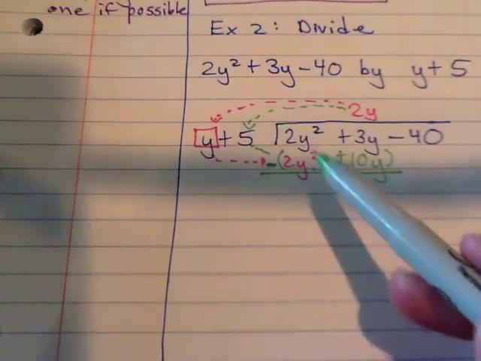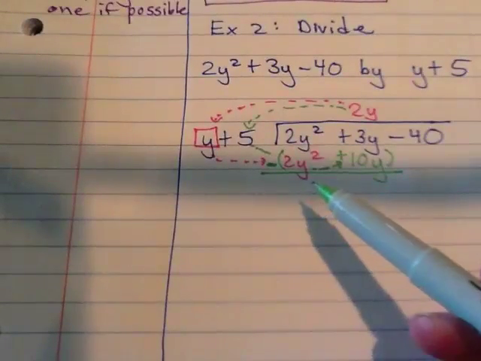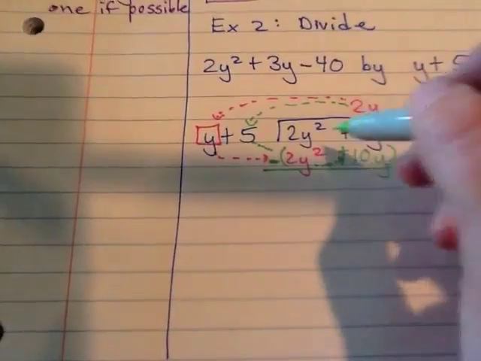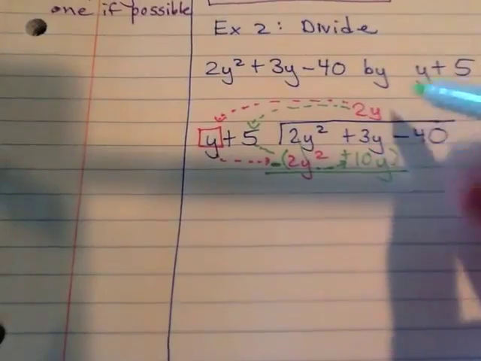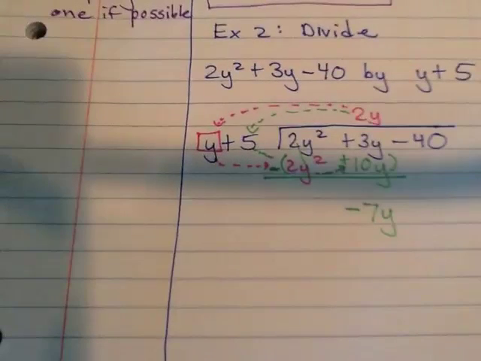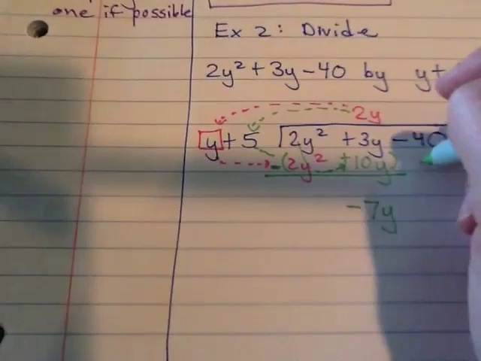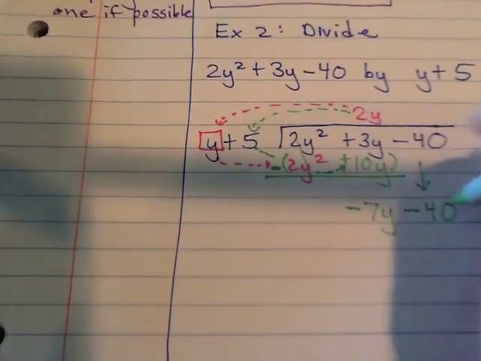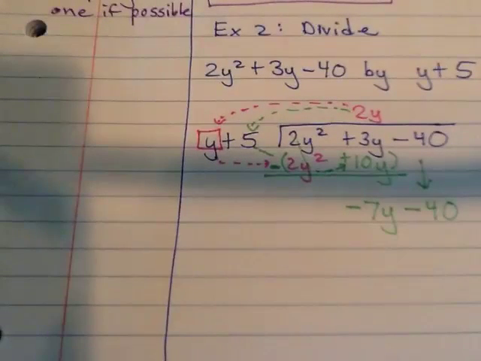Notice your first term canceled now. 2y squared minus 2y squared is 0. Just like long division, that's your whole purpose in long division, to get that first number to cancel. It did, so this becomes a 0, and then I subtract 3y minus 10y, and I get a negative 7y. Again, following the exact same rules of long division, next thing I would do is bring down negative 40. So this is applying something you've been doing for a very long time, just to a binomial, to two terms. But you're going to follow the exact same rules.